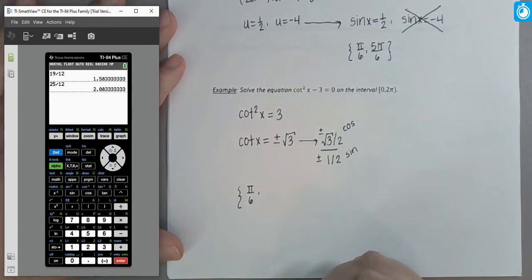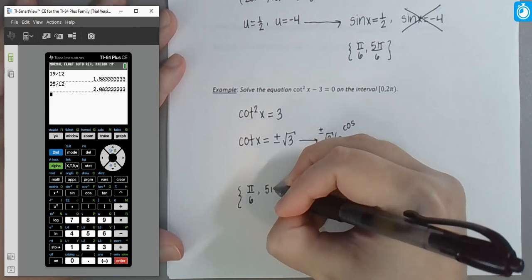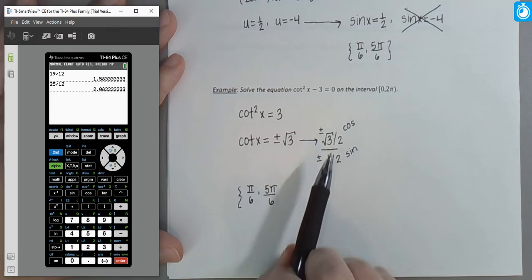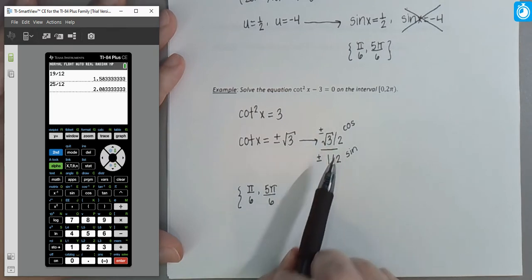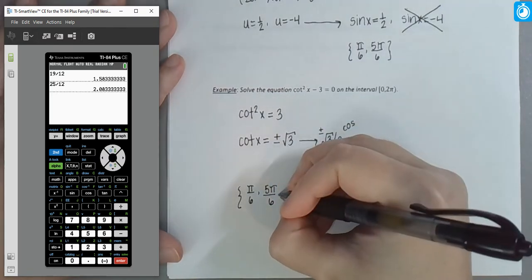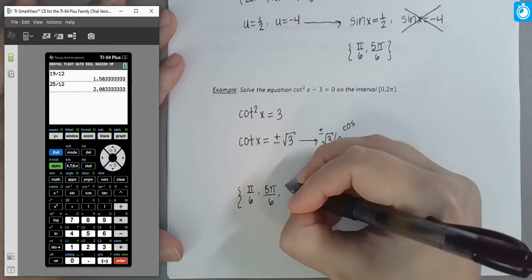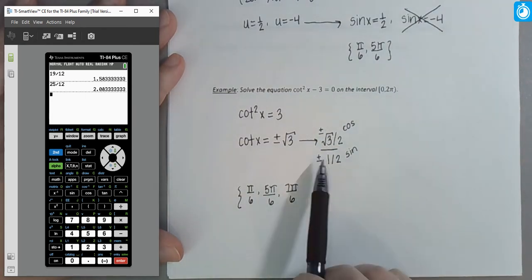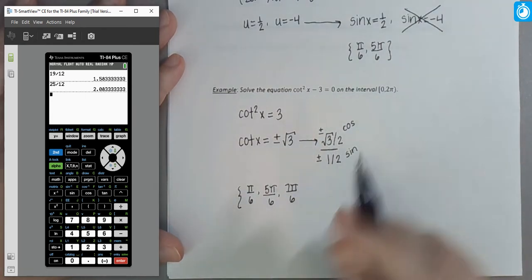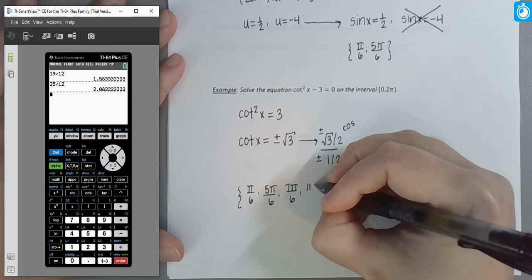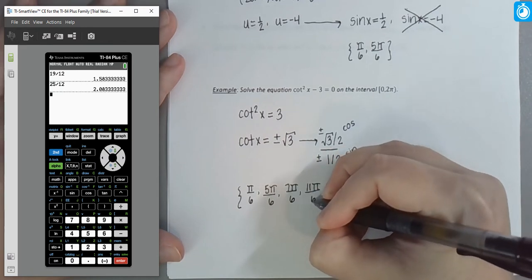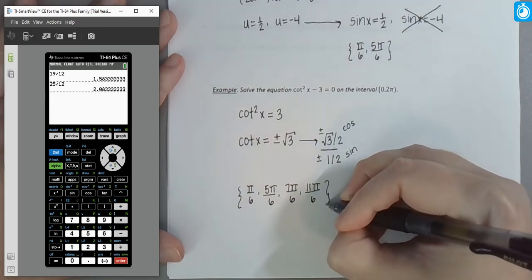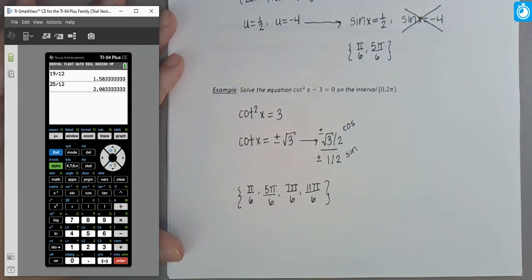In the second quadrant, 5 pi over 6 is going to have a cosine of negative root 3 over 2 and a sine of positive 1/2. In the third quadrant, 7 pi over 6 is going to have a negative and negative, root 3 over 2 and 1/2. And in the fourth quadrant, 11 pi over 6, the cosine is positive, the sine is negative. So those are going to be our 4 solutions.